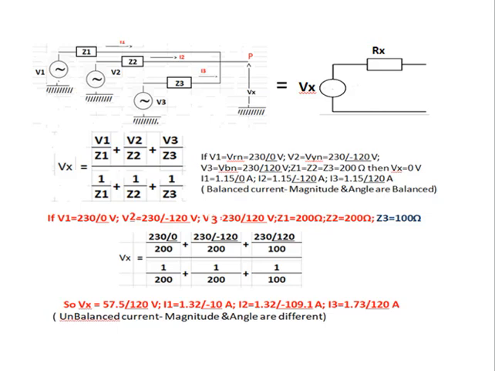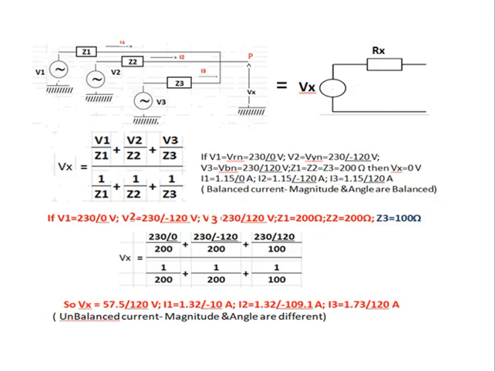If V1 is equal to VRN equal to 230 angle 0 degree volt, V2 is equal to VYN equal to 230 angle minus 120 volt, V3 is equal to VBN equal to 230 angle 120 degree volt. Z1 load impedance: Z1 is equal to Z2 is equal to Z3 is equal to 200 ohms. Then Vx is equal to 0 volt.